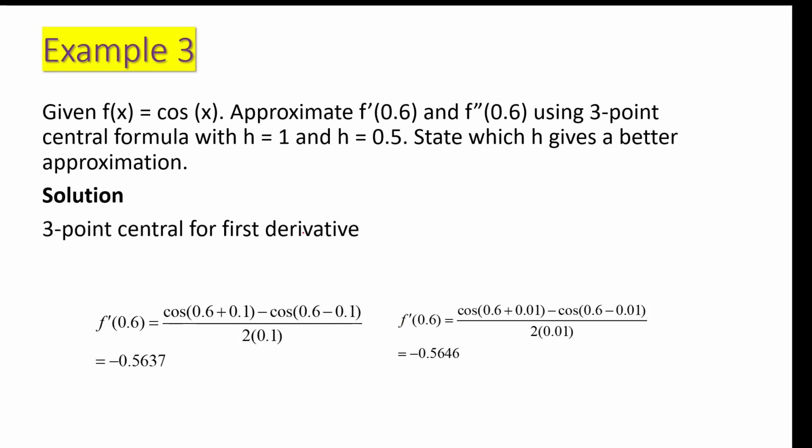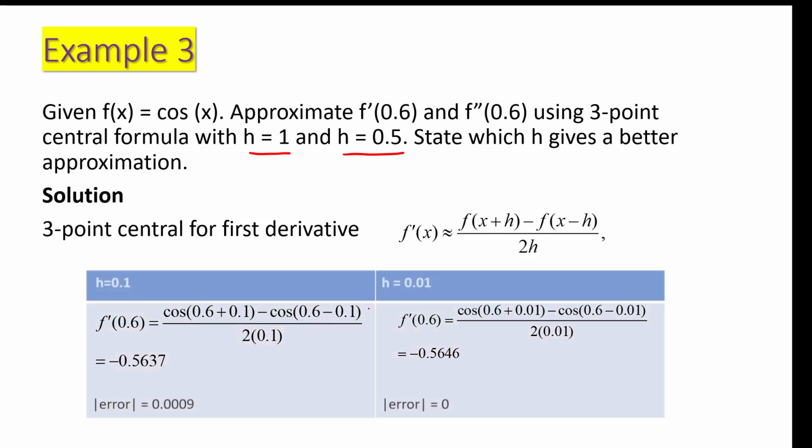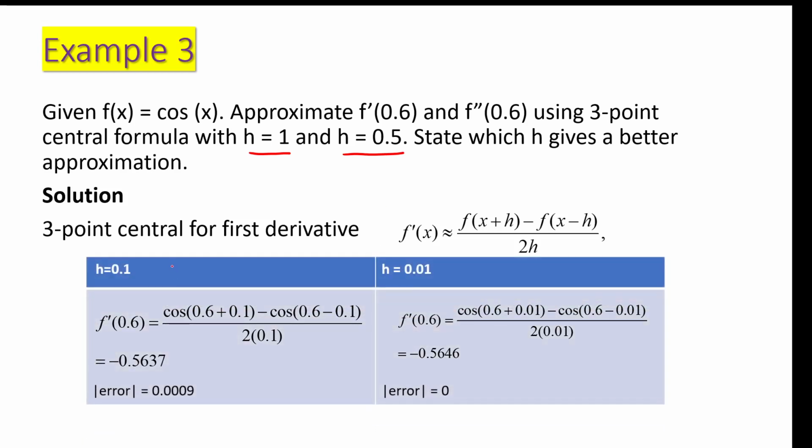For the 3-point central formula for the first derivative, f prime x is approximately equal to f(x plus h) minus f(x minus h) divided by 2h. So you have two different h. The first case is h equal to 0.1.